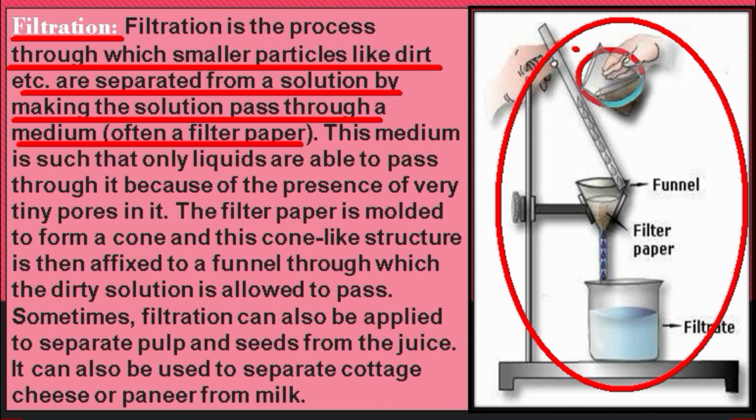So first of all, we have to make a solution of sand and water. Then we take a filter paper and mold it to form a cone, as you can see here. This molded filter paper is affixed in the funnel, as you can see in this figure. Now this dirty solution is allowed to pass through the funnel. As I said, the filter paper contains many tiny pores, so it acts as a sieve and allows only the water to pass through it, and hence only the pure water is collected in the other tumbler.